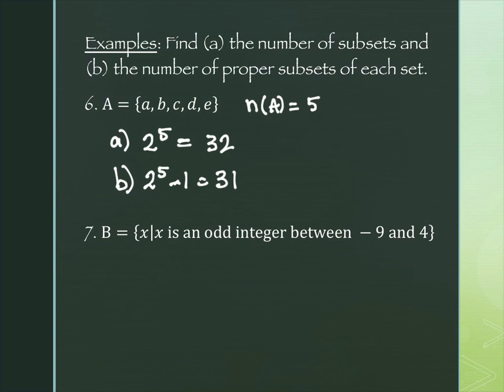Okay, B is a little bit less direct anyway. It's given in set builder notation. It says x is an odd integer between -9 and 4. Okay, what does odd mean? The opposite of even, right?